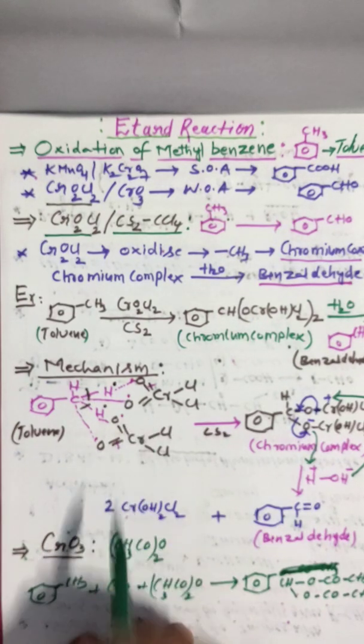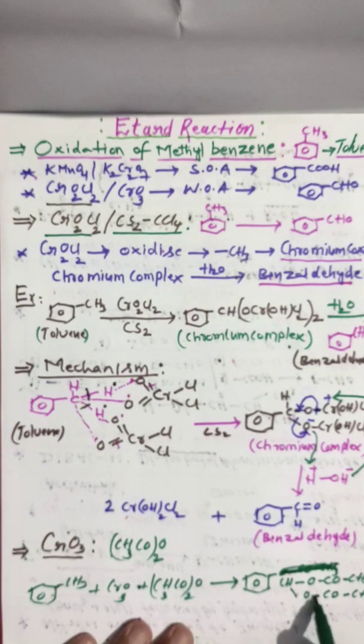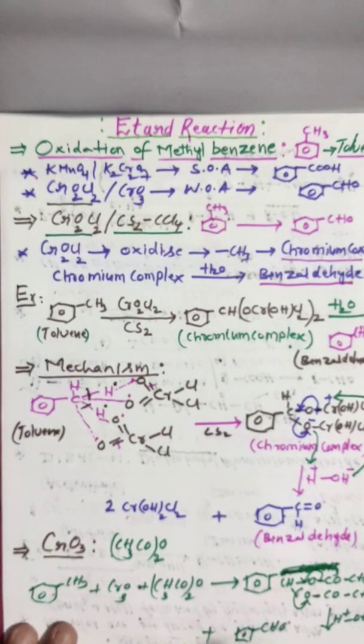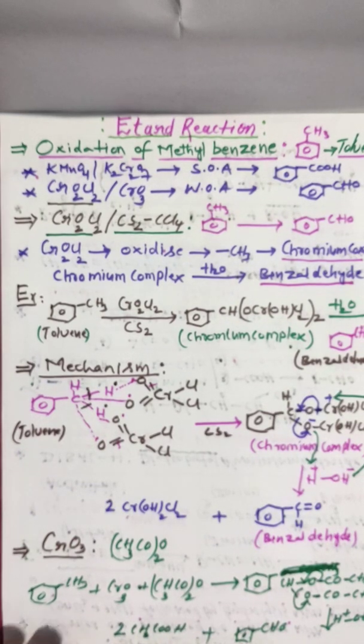Clear? Like this. Then simply this bond is going to break. This bond is going to break like this, and this bond is shifted to here. Then in the presence of water, H plus, OH minus, the same attack like this only. Finally you are getting benzaldehyde. And here CH3COOH, 2 moles of acetic acid you are getting.